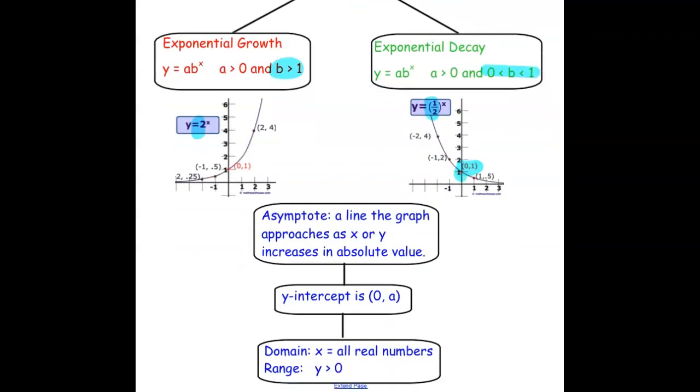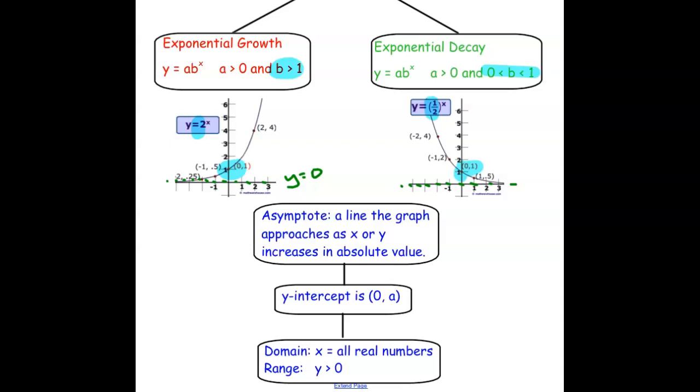We talked about the y-intercept is the same for both of them at (0, 1). We talked about having this asymptote, in this case at the x-axis was our asymptote, y = 0.